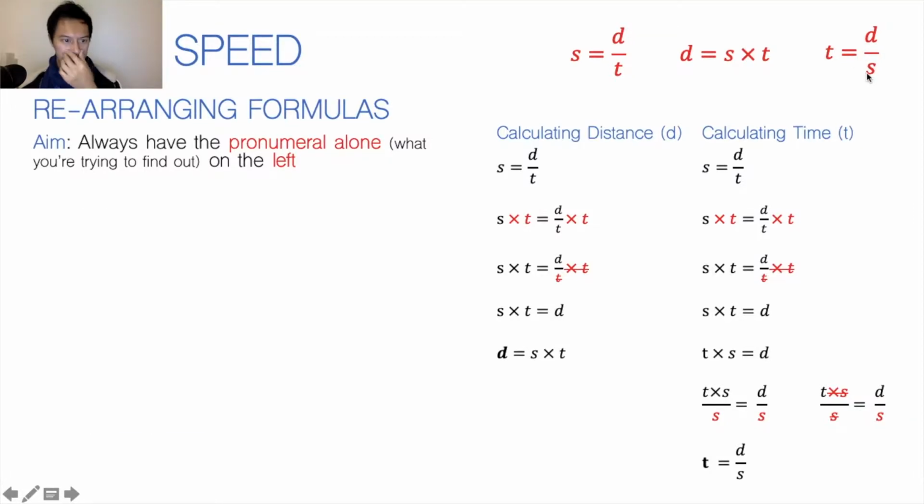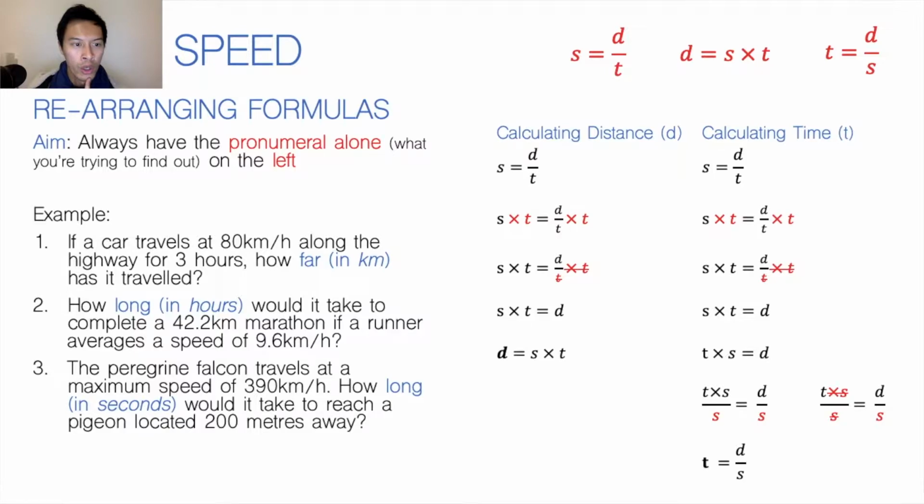Okay, now here's another set of example questions that you can have a go. If a car travels at 80 kilometers an hour along the highway for 3 hours, how far in kilometers has it traveled? Yeah, so always pay attention to the worded question and what it is asking at the very end or in the middle or wherever, because that's what it wants you to search for. So I've highlighted it in blue in this case. So if a car is going at 80 kilometers per hour along the highway for 3 hours, it wants you to figure out how far, which is calculating distance, okay?